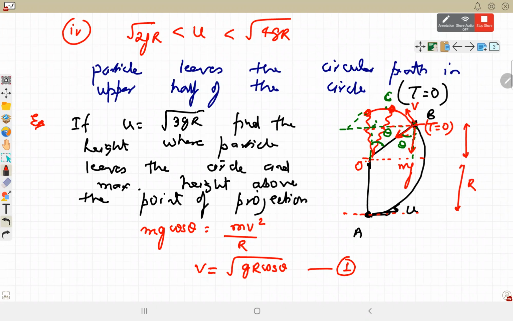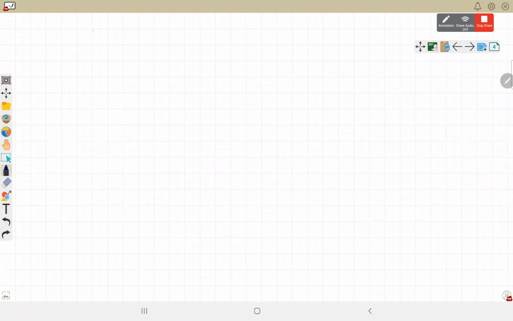So this hypotenuse is r, and the base comes out to be r cos theta. So the height above the initial point of projection is r plus r cos theta, the total height. Now apply energy conservation: kinetic energy at A plus potential at A is kinetic at B plus potential at B.